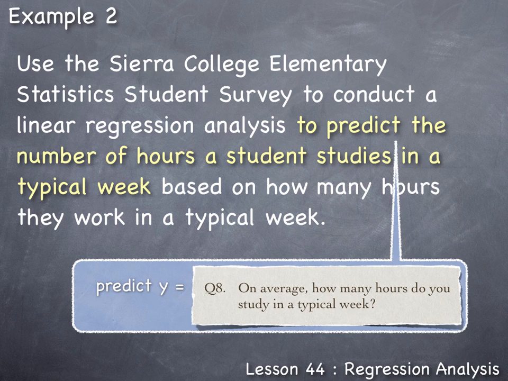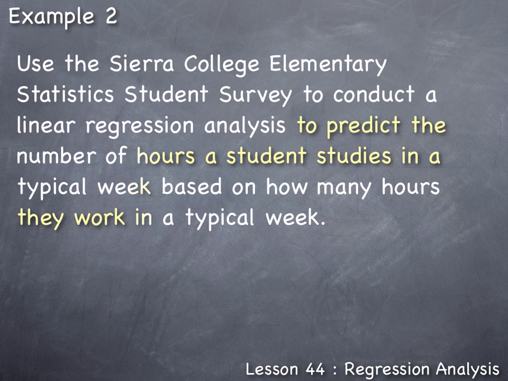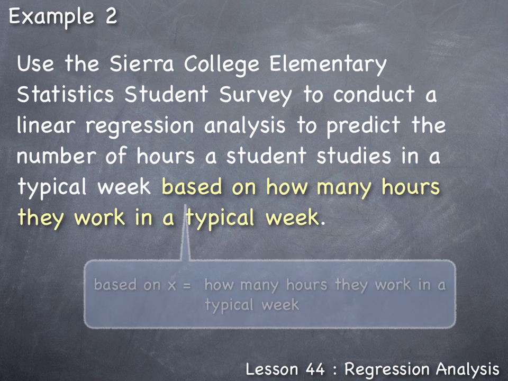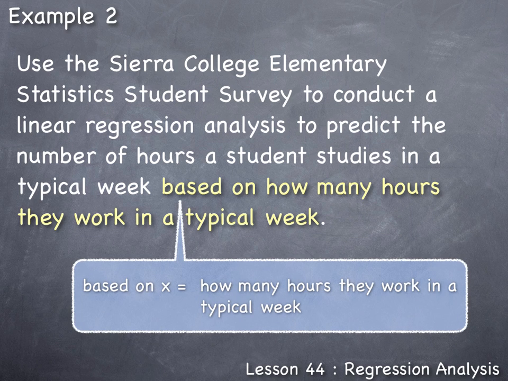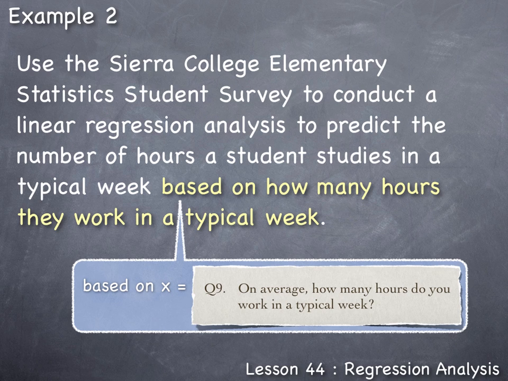Now this regression model will make its prediction based on how many hours they work in a typical week. Now the regression model bases its prediction on the predictor variable, which is designated as x. So we will base our prediction on x equal to how many hours they work in a typical week. And in the survey, question 9 asks the students on average, how many hours do you work in a typical week? So the data collected for the variable x is included in question 9 in the survey.